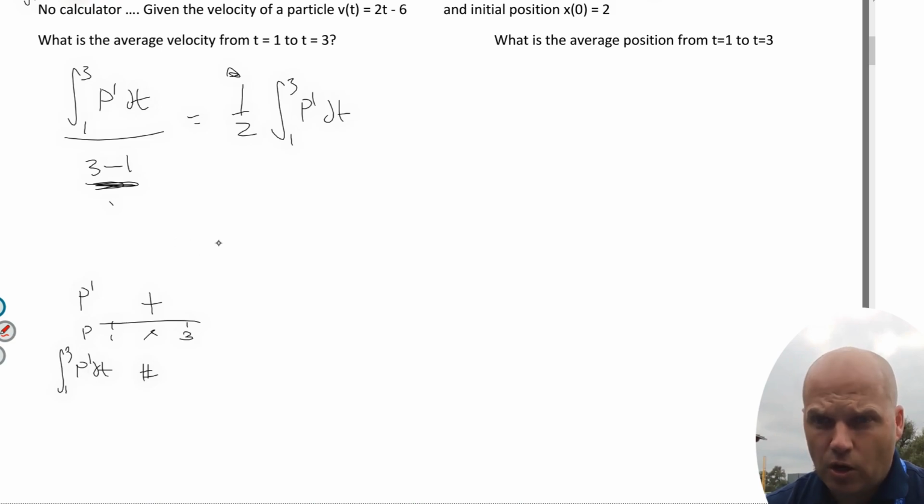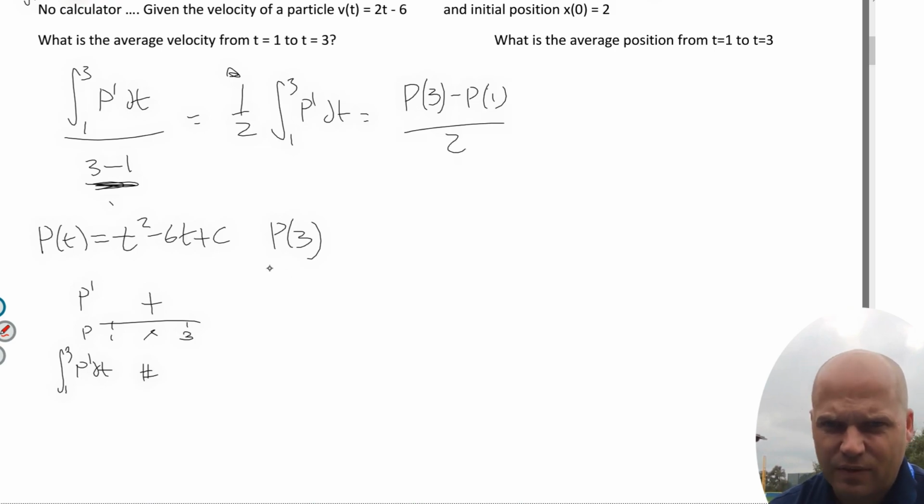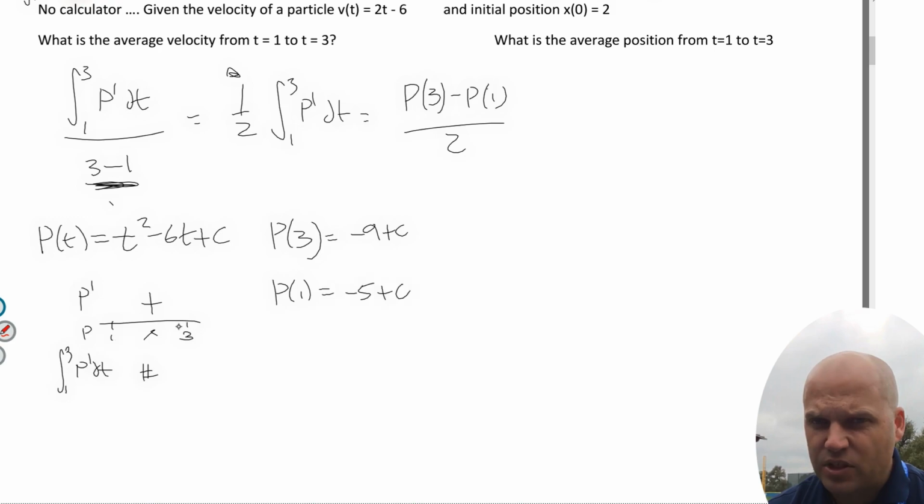Cool. So I have to take the antiderivative, get my position function, t squared minus 6t plus c. I want to find my position at time 3. I want to find my position at time 1. I want to then divide that by 2. 9 minus 18 is negative 9 plus c. My position at time 1 is negative 5 plus c. I go from negative 5 plus c to negative 9 plus c. That means I decrease 4 total. So that's my accumulation of my derivative, negative 4. So I got negative 4 divided by 2. My answer is negative 2.